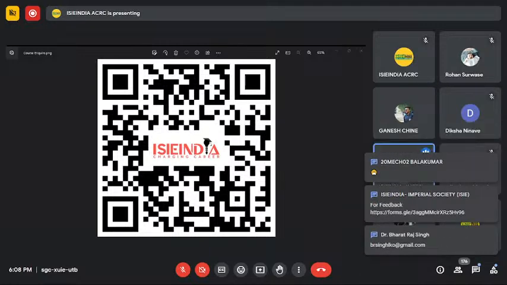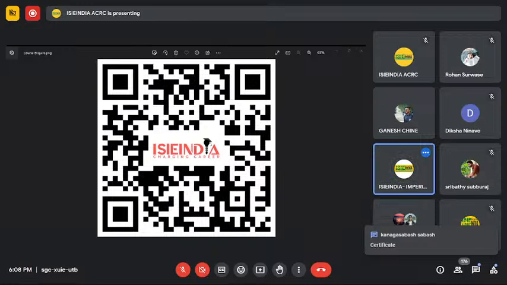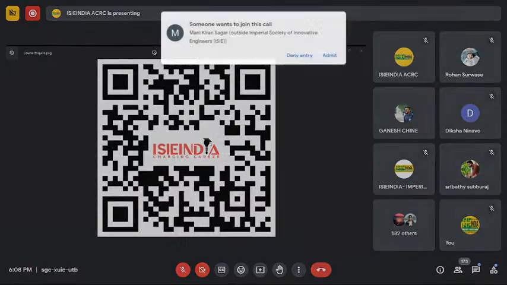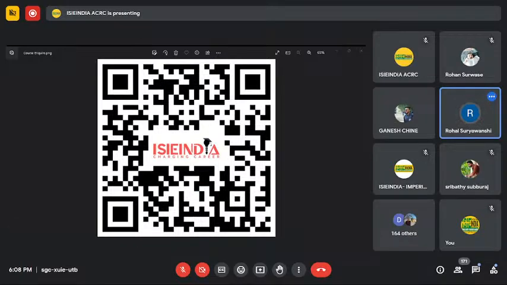Anyone who wants to join our course, please scan this QR and fill the form. Okay. Sir, I haven't got any of the mails actually.